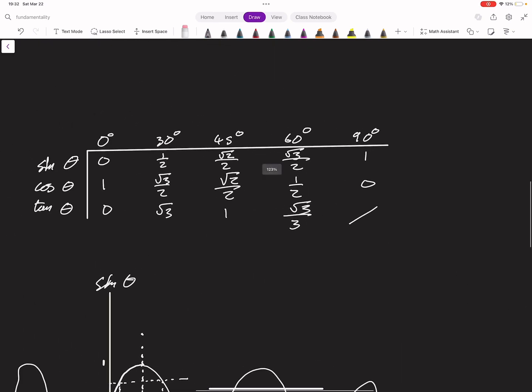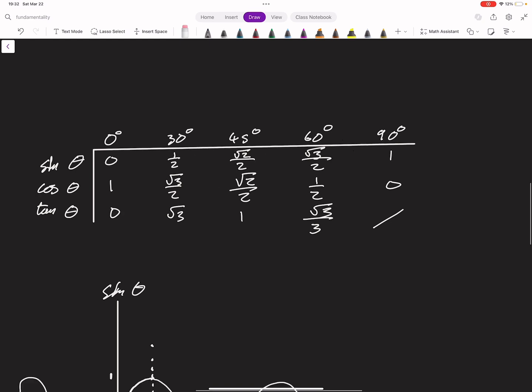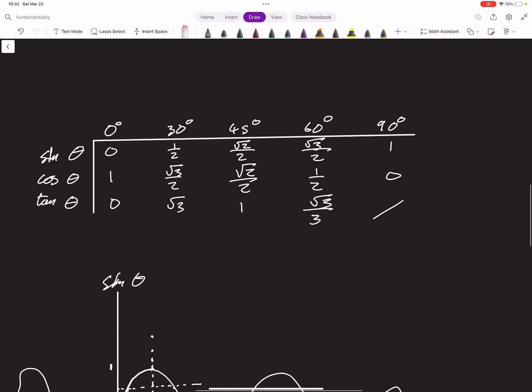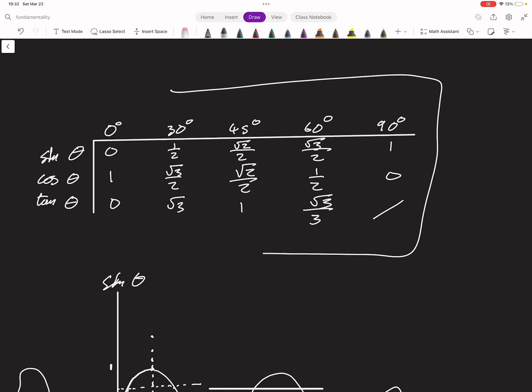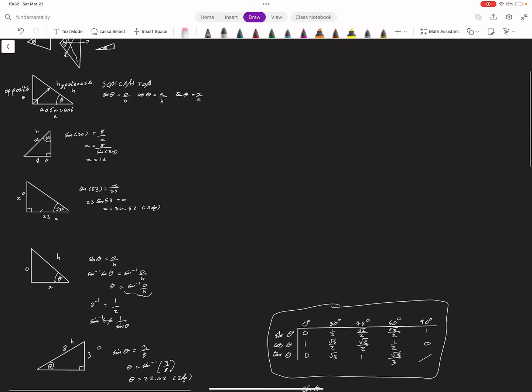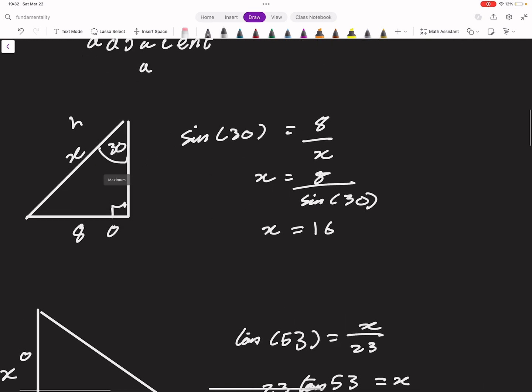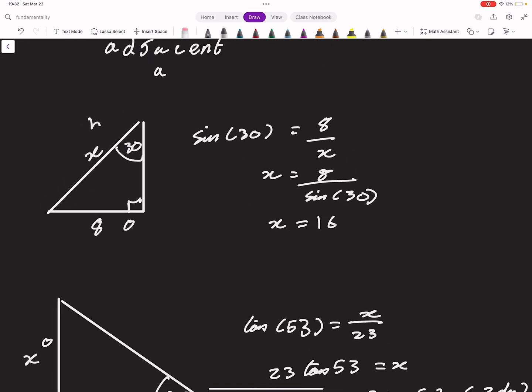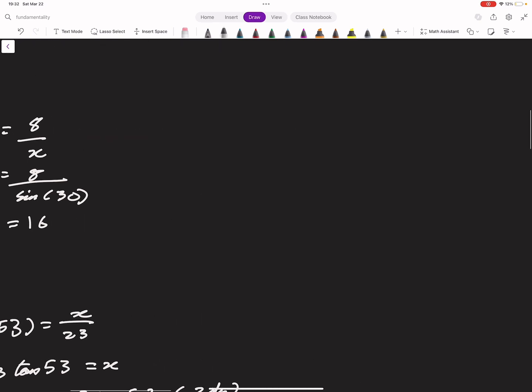If I were you, I would definitely remember these. This and SOHCAHTOA are the most important, because in SOHCAHTOA questions, often you'll get, for example, this one back here, 30. They'll be expecting you to see, oh, this is a SOHCAHTOA question with 30. I know the exact values. So let's do this question again, but knowing the exact values.